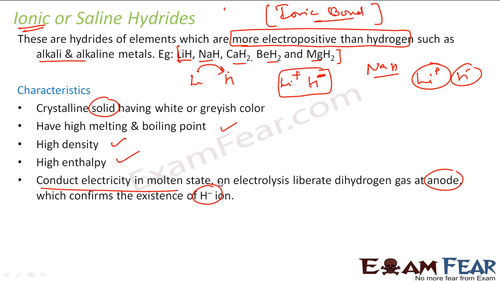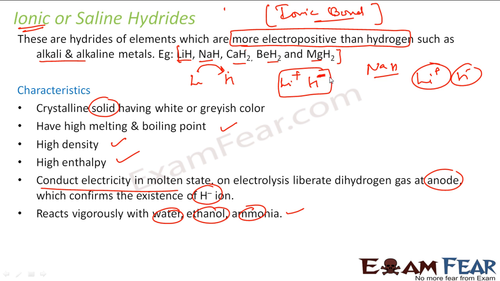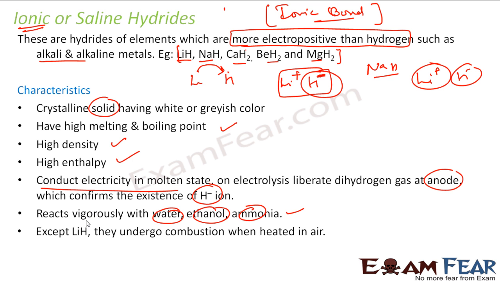This we have discussed in the properties of hydrogen, where we told that the hydrides liberate hydrogen at the anode, so it has -1 oxidation state. They react very vigorously with water, ethanol, and ammonia. Why? Because it has to go to a higher oxidation state or dissolve into ions. They undergo combustion when heated in air, except LiH, which is pretty stable, but others like NaH and CaH2 undergo combustion when heated. And they are strong reducing agents.